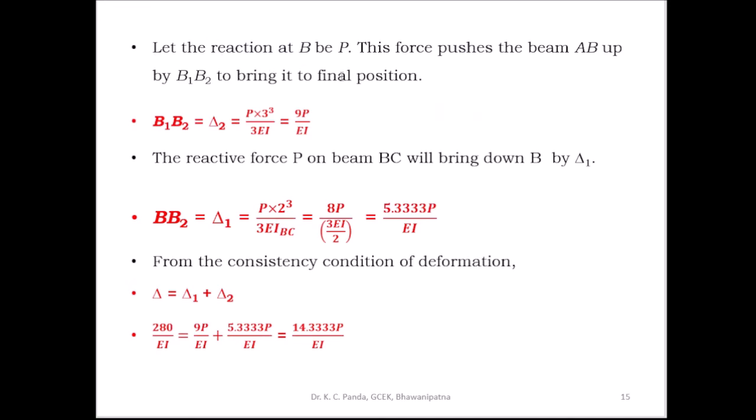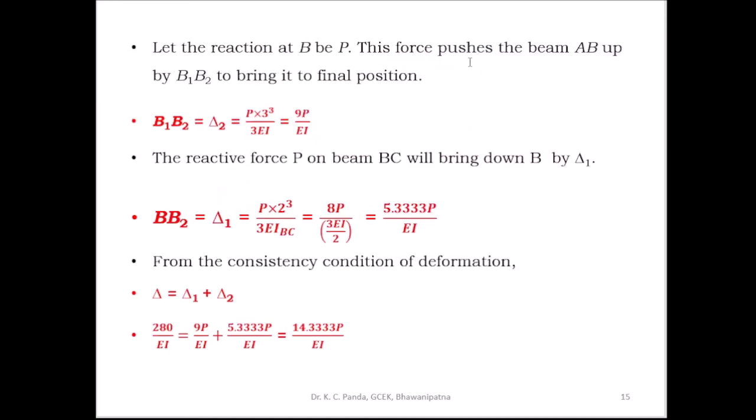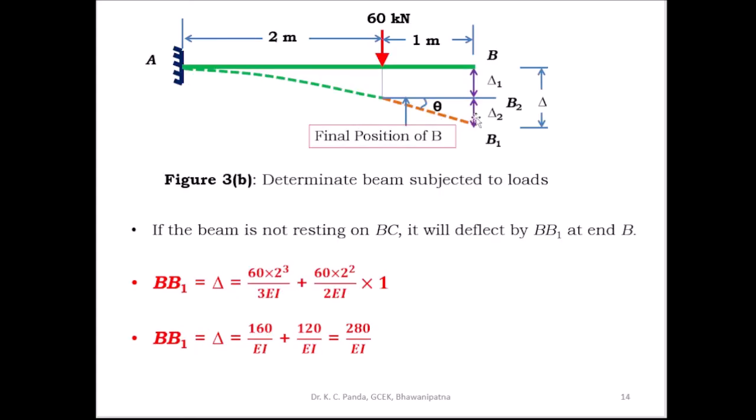Let the reaction at B be P. So this beam is resting over the beam BC. Let the reaction at B be P. This force pushes the beam AB up by B1 to B2 to bring it to the final position. So this upward force P pushes the beam in the upward direction, and that brings the beam from position B1 to B2.